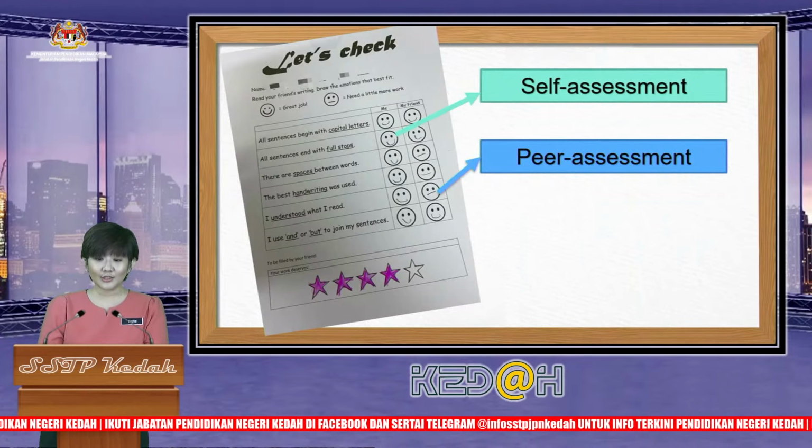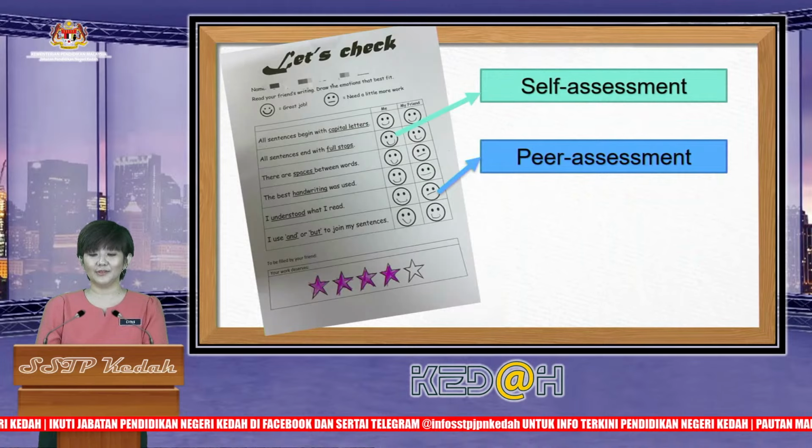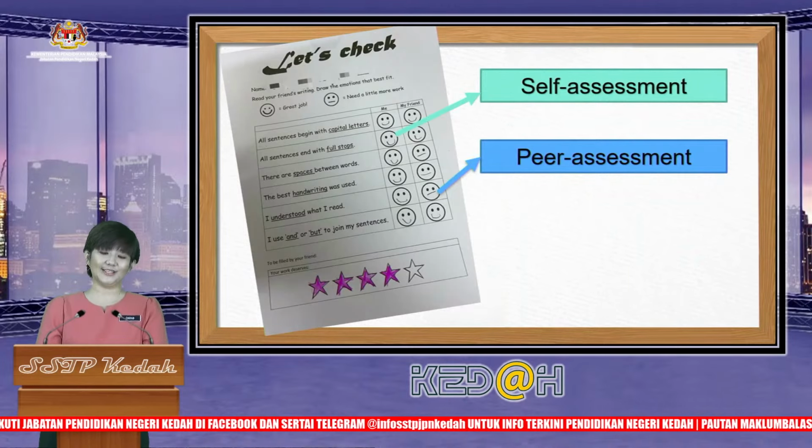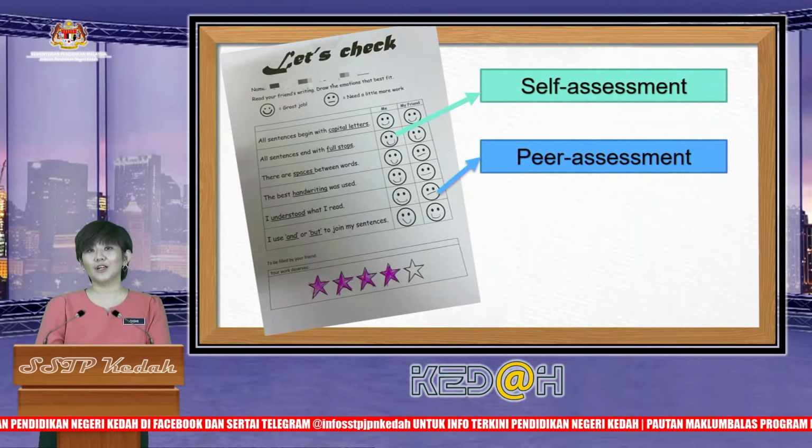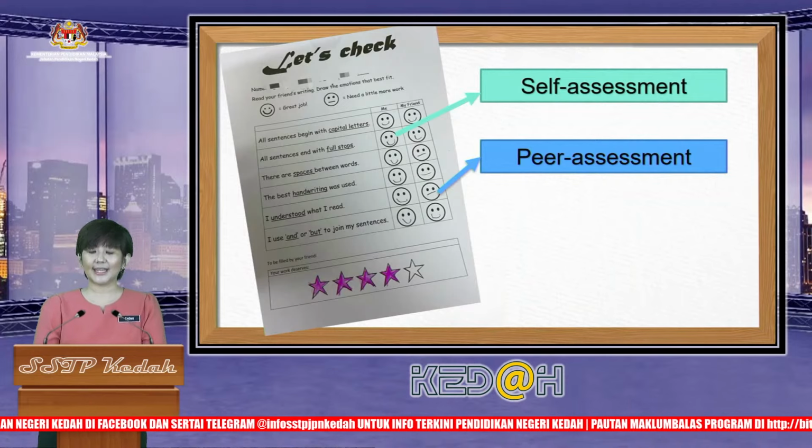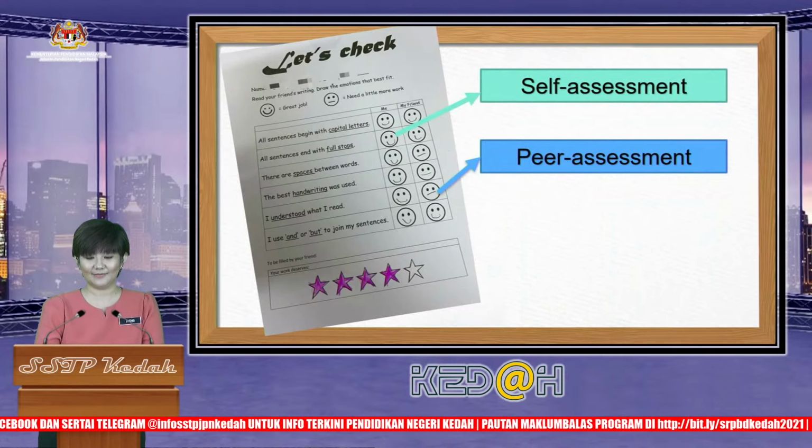So if you want to know more about other examples of instruments for classroom assessment, you may always refer to the PBD Guidebook, 2nd edition, page 73 to 87.